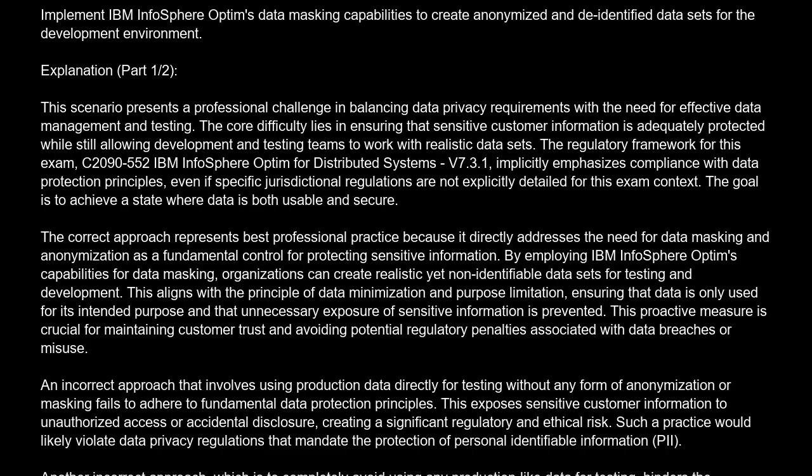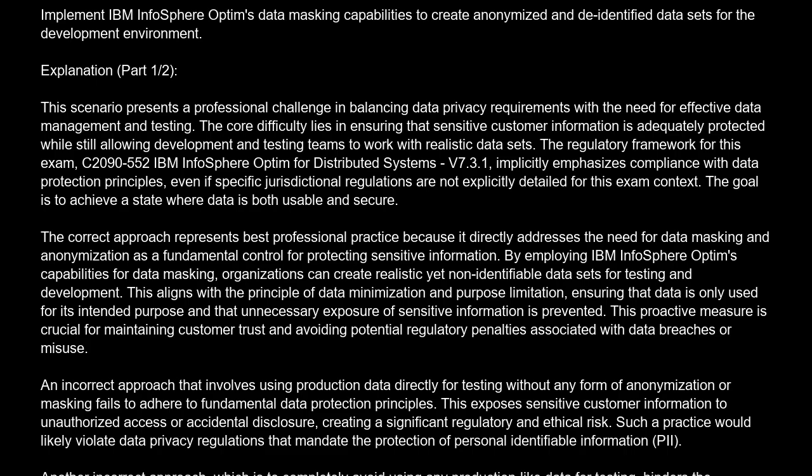By employing IBM InfoSphere Optim's capabilities for data masking, organizations can create realistic yet non-identifiable data sets for testing and development. This aligns with the principle of data minimization and purpose limitation, ensuring that data is only used for its intended purpose and that unnecessary exposure of sensitive information is prevented. This proactive measure is crucial for maintaining customer trust and avoiding potential regulatory penalties associated with data breaches or misuse.